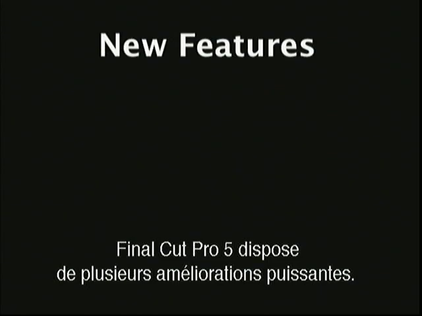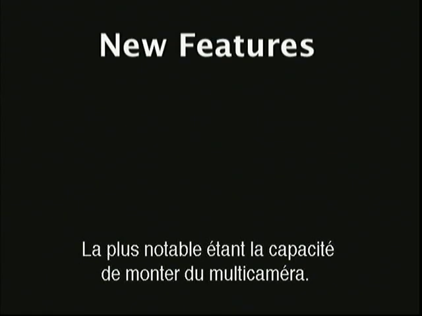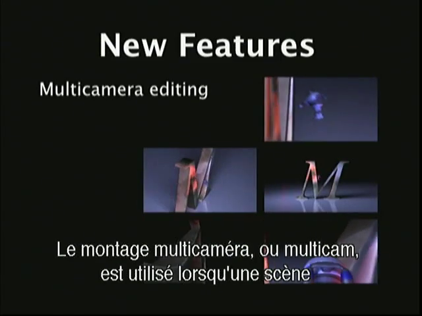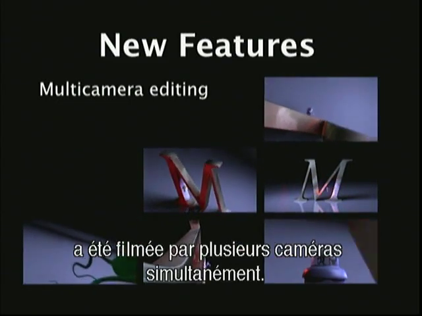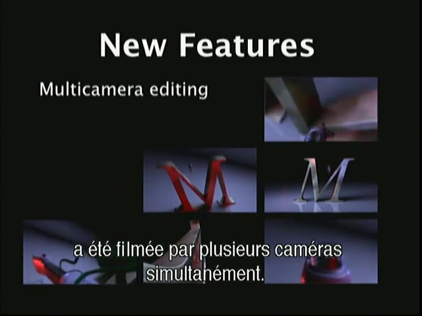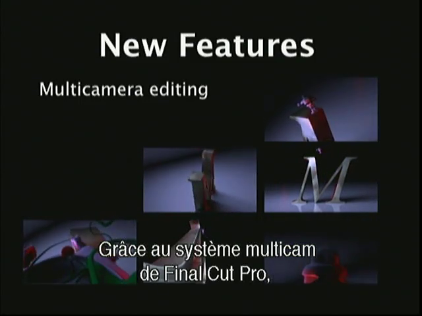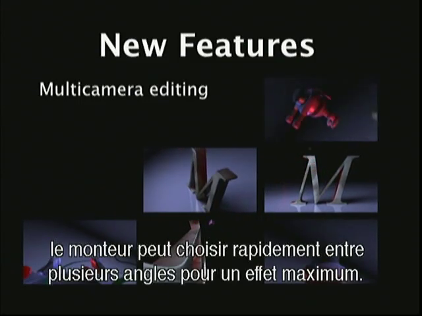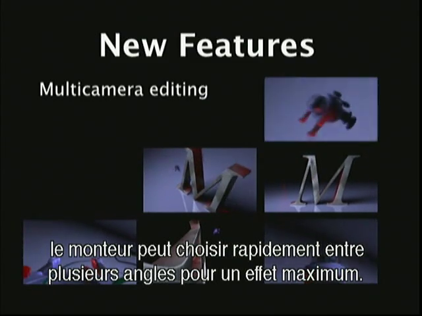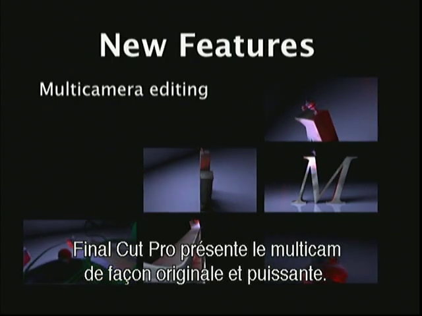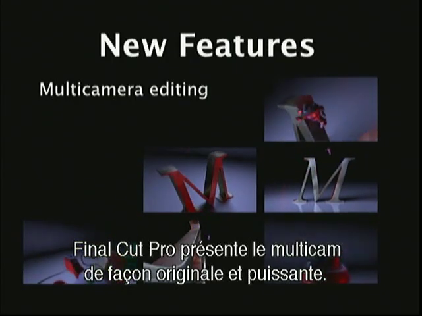Final Cut Pro 5 improves upon earlier versions with many powerful new features. The most notable of these is support for multi-camera editing. Multi-camera editing, or multicam, is used when a scene or event is captured by several different cameras simultaneously. By using Final Cut Pro's multicam editing system, editors can quickly cut between the different camera angles for the best dramatic effect. Final Cut Pro has a unique and powerful implementation of multicam.